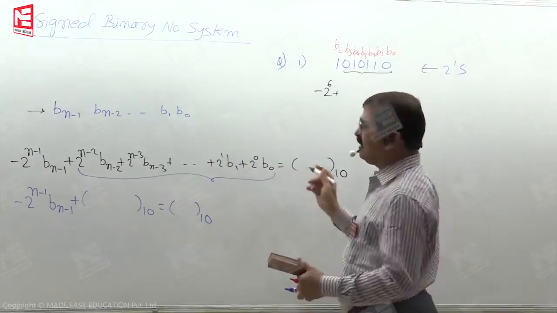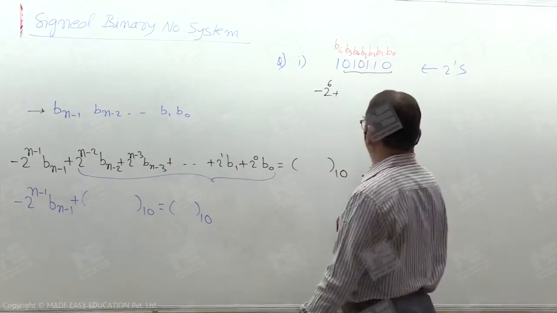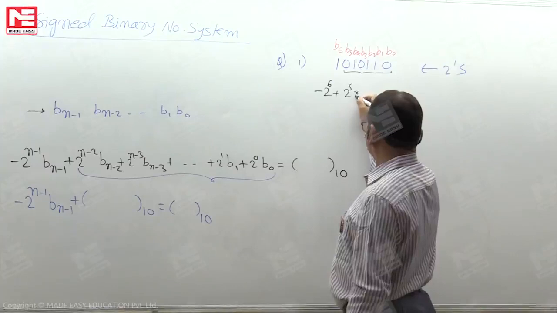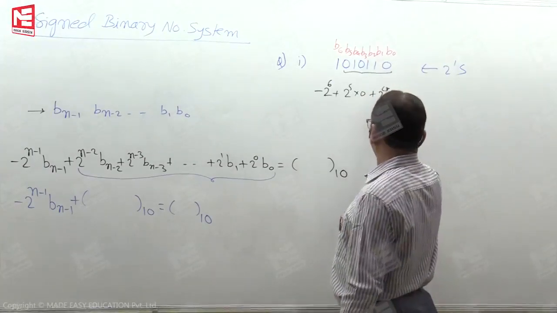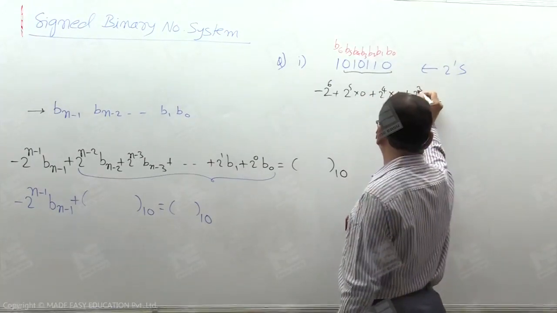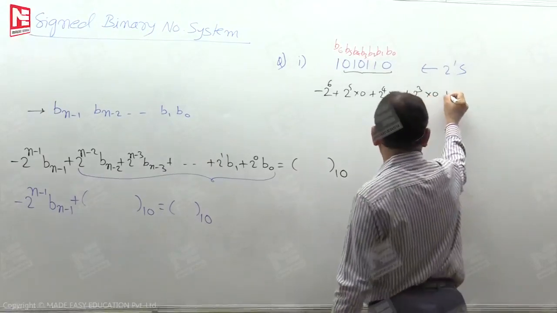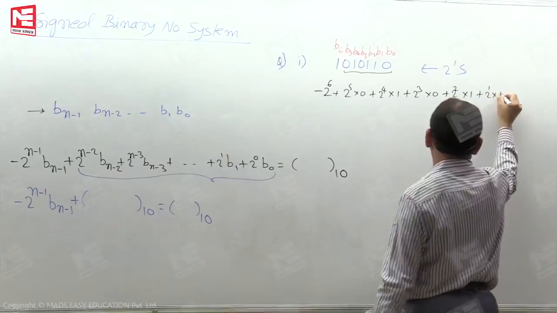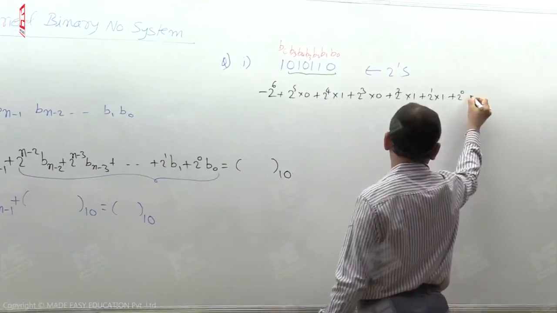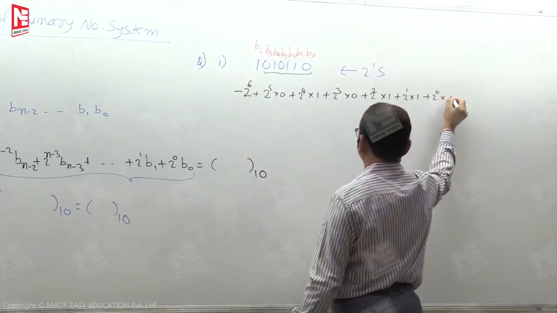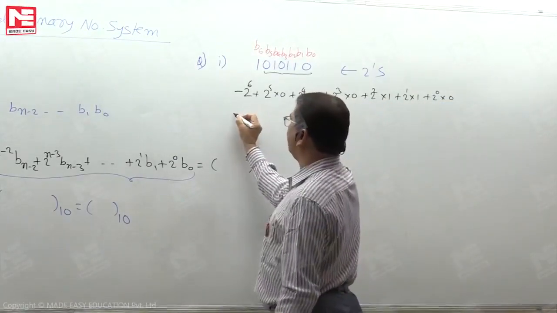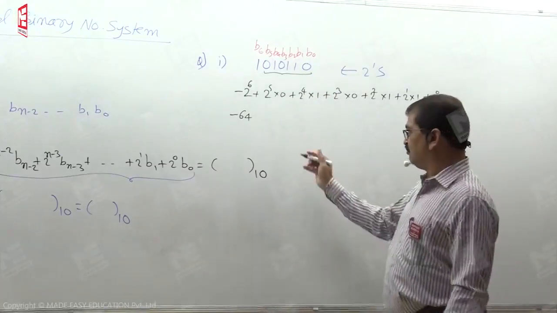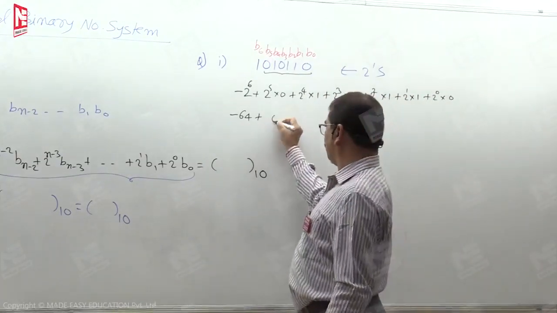Conventionally, if you have to write the total polynomial equation, it is 2 to the power of 5 into 0, 2 to the power of 4 into 1, 2 to the power of 3 into 0, 2 to the power of 2 into 1, 2 to the power of 1 into 1, 2 to the power of 0 into 0. So the first term, 2 to the power of 6, is minus 64. And the remaining bits, if you look, this is 0.